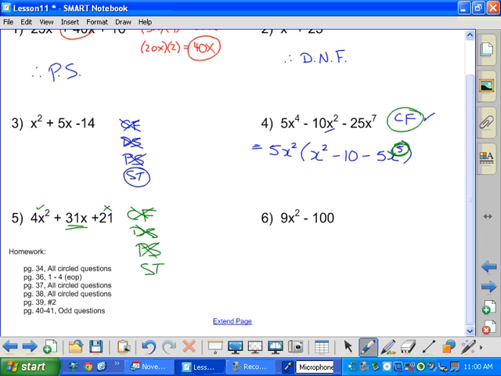Is it a simple trinomial? The answer is no, because there's a number in front of the x squared. So it has to be a complex trinomial. And that's your only option. If it's not a complex trinomial, it does not factor.